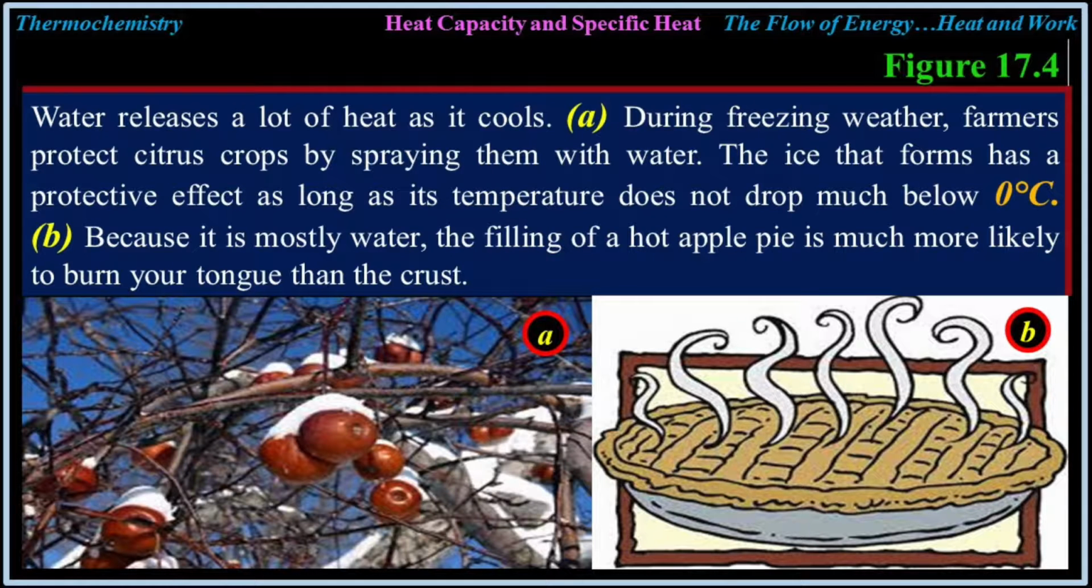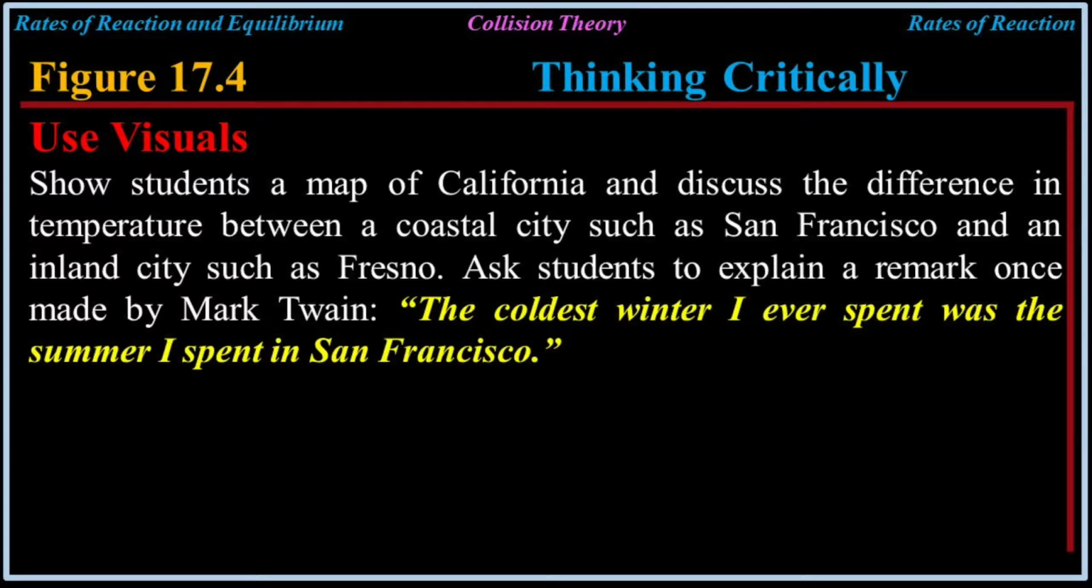Water releases a lot of heat as it cools. During freezing weather, farmers protect citrus crops by spraying them with water. The ice that forms has a protective effect as long as its temperature does not drop below 0 degrees Celsius. Because it is mostly water, the filling of a hot apple pie is much more likely to burn your tongue than the crust. Figure 17.4, thinking critically.